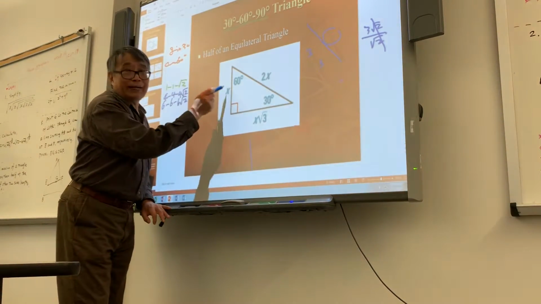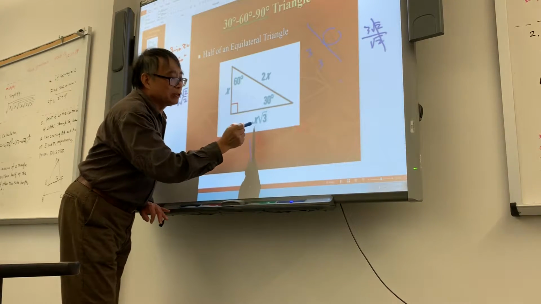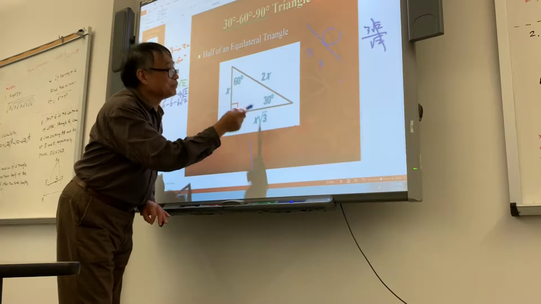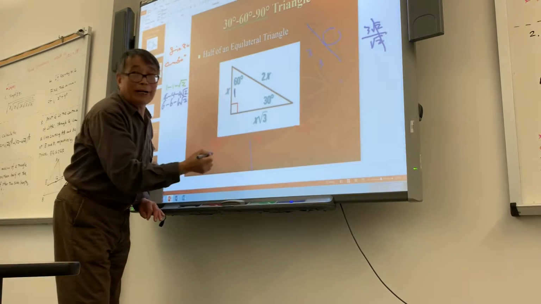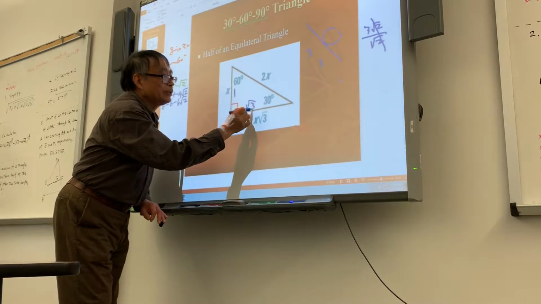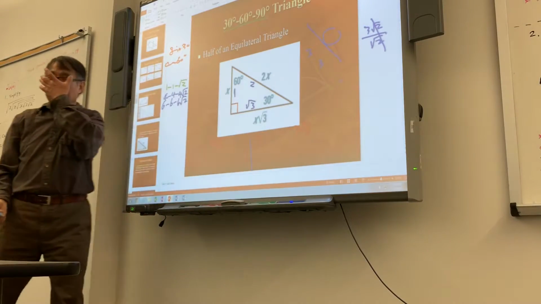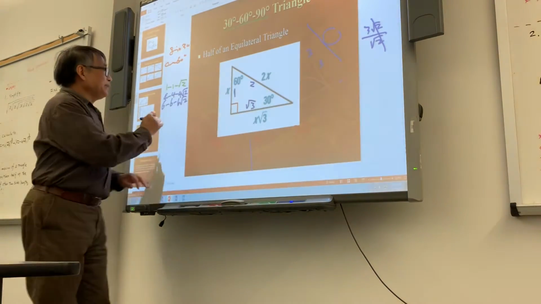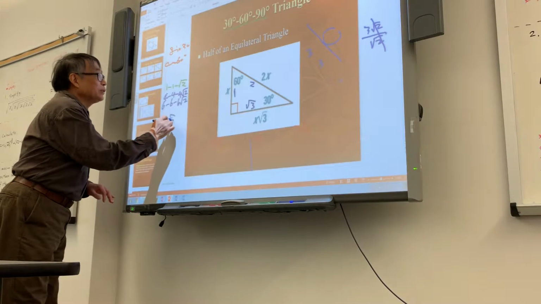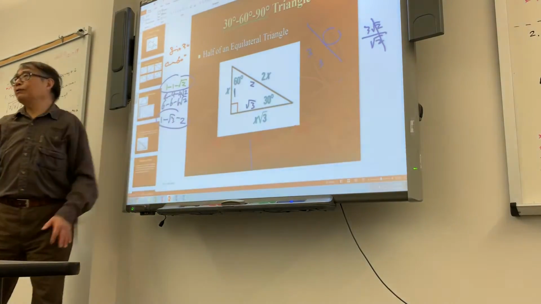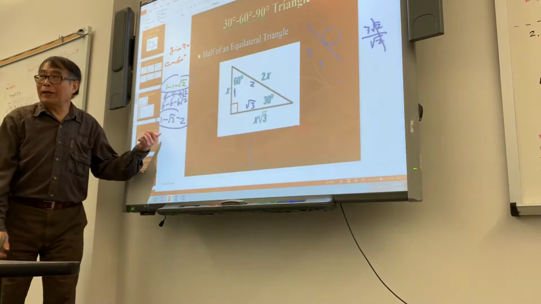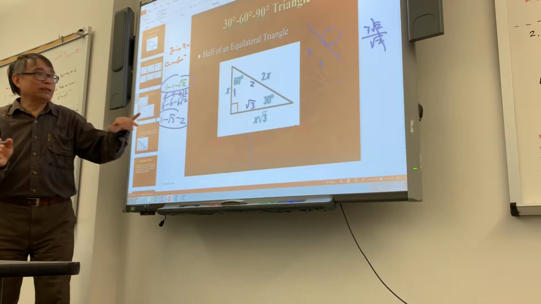If this side is x, this side should be x times square root of 3. This side is 2x. Same thing. If this side is 1, this side is square root of 3, this is 2. You remember this is 1, square root of 3, 2, right triangle. Shorter leg is 1. Longer leg is square root of 3.